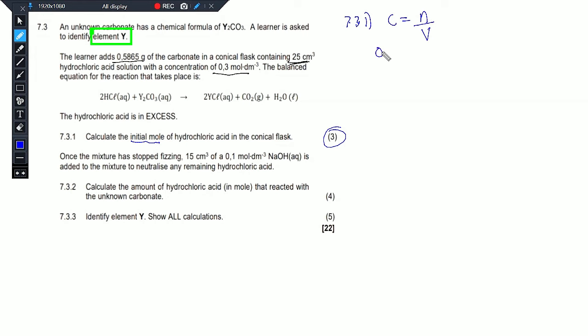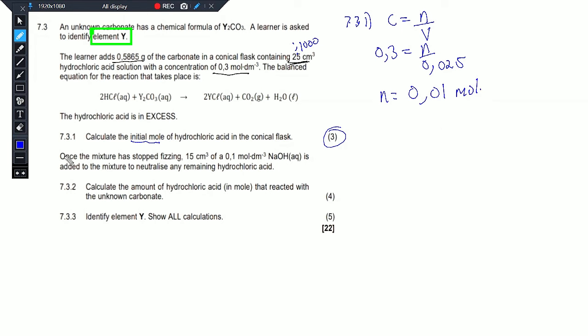Our concentration is 0.3. We don't have the number of moles, but the volume here, we can divide this by 1,000. That gives us 0.025. And then if we cross multiply there, let's punch that into our calculator, 0.01. So we're just going to round off to two decimal places.